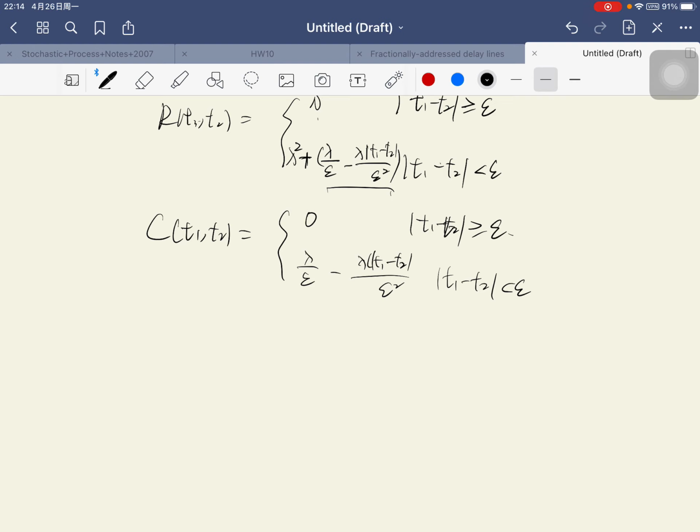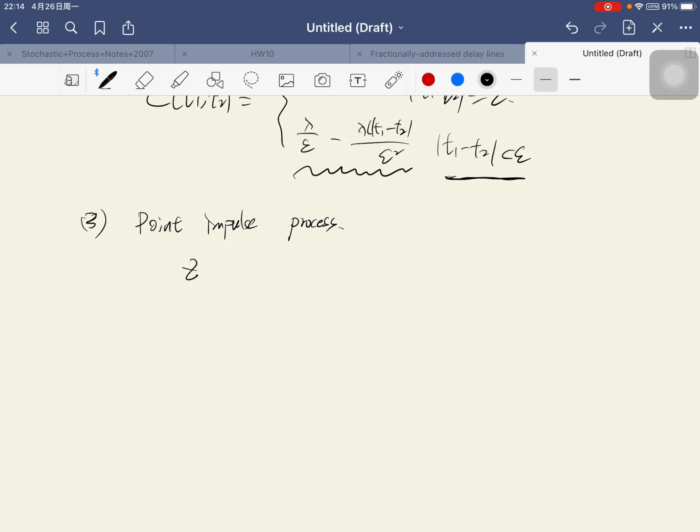The Poisson increment process is introduced to prepare us to define the Poisson impulse process. It is just one way to define the Poisson impulse process, and we could now find this expression is a triangle with area lambda, and it is independent of epsilon. So when epsilon goes to 0, the triangle will become an impulse with area lambda, so it will become the next process, the Poisson impulse process. The definition of it is Z(t) equal to the derivative of X(t) with respect to t.